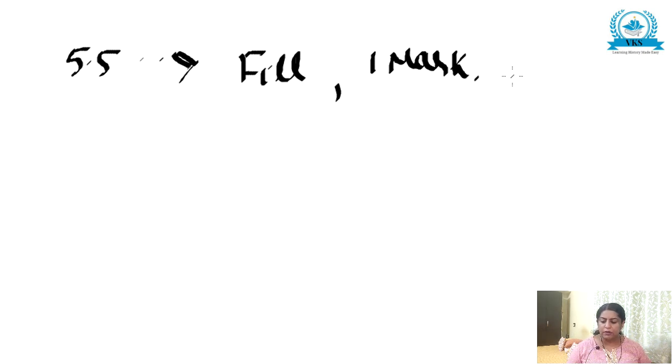So for example, if you see who built the madrasa of Bidar, or the madrasa of Bidar was built by dash. So like that, fill in the blanks can come. Who is called as Jagat Guru Badshah, 1-mark question can come. So these kinds of questions can come from chapter 5.5.